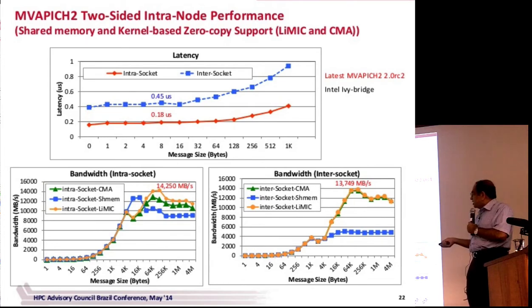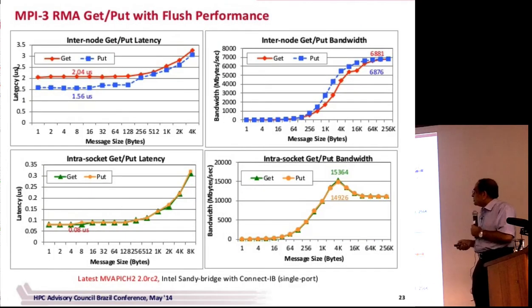Here you will see that for large messages, this CMA support gives you a much more significant benefit in terms of latency and bandwidth. So if you have any of these newer clusters, you should turn on the CMA support or even the LiMIC support, and you will see the performance of your applications going up.